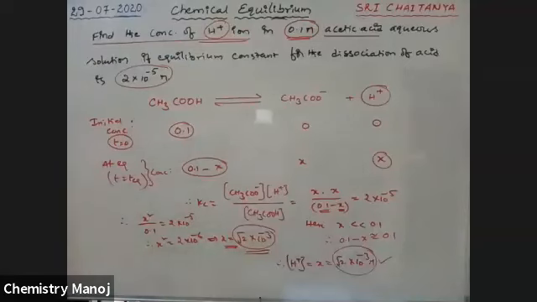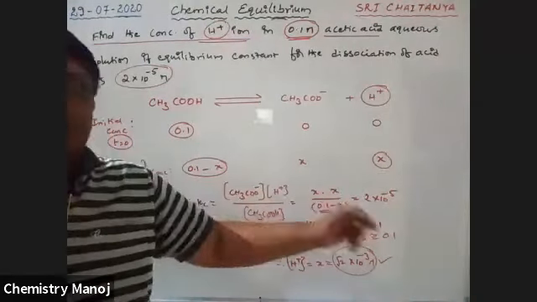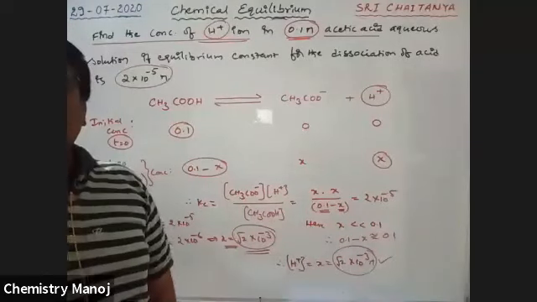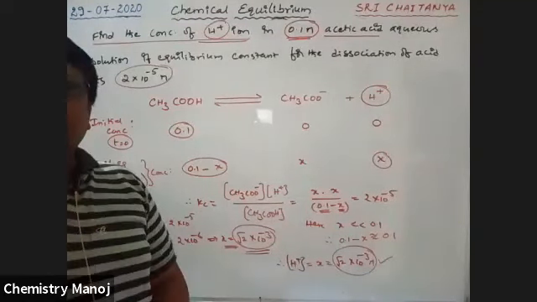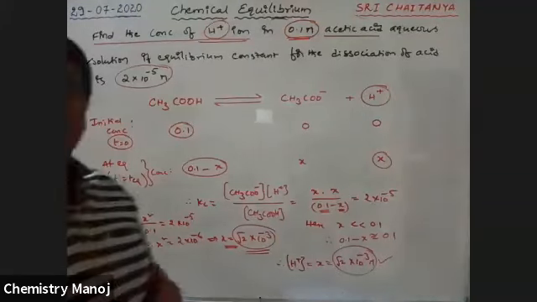This is the way to calculate H plus ion concentration. The H plus concentration at equilibrium is x, and that value is this much. Therefore, it is the concentration of H plus ion. Root 2 means 1.414, use it. So 1.414 into 10 power minus 3 is the concentration of that H plus ion.